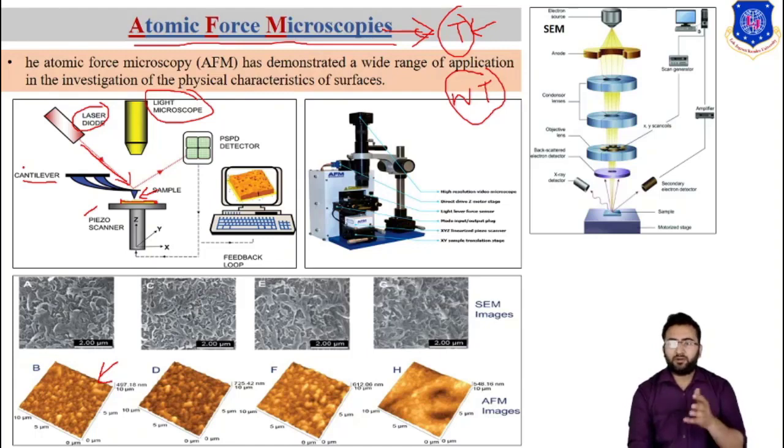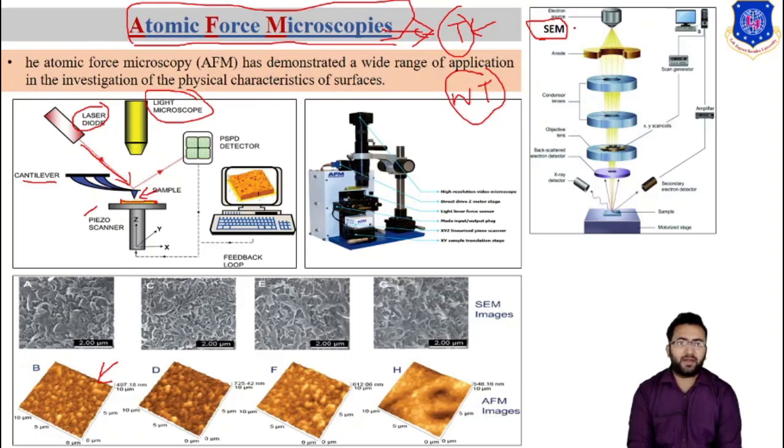But AFM is also used to generate images of various liquids, organic solvents, and solids, whereas SEM is restricted only to solid material. Atomic force microscopy is also used to understand the morphology and geometry of liquid surfaces. So what is the basic difference between SEM and AFM? We know the difference between SEM and TEM.